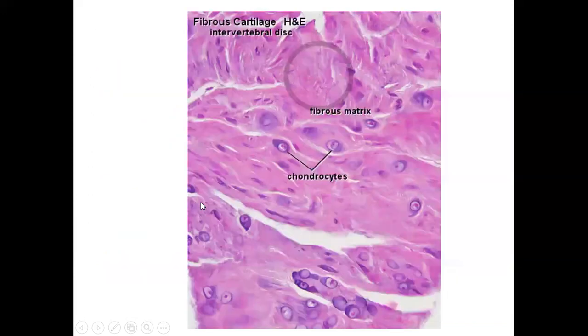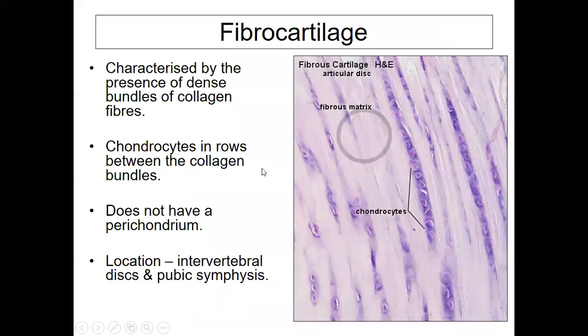Okay, just to show you another picture of the fibrocartilage of the intervertebral disc. You can see the chondrocyte there. This is the collagen bundle, collagen fiber.